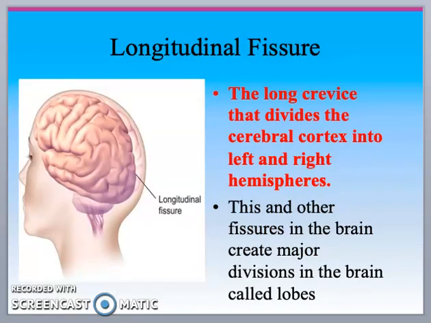The longitudinal fissure is the equator of your brain. It goes from the front all the way to the back and straight down the middle, and it separates the left hemisphere and right hemisphere. Right? And it creates major divisions in your brain.